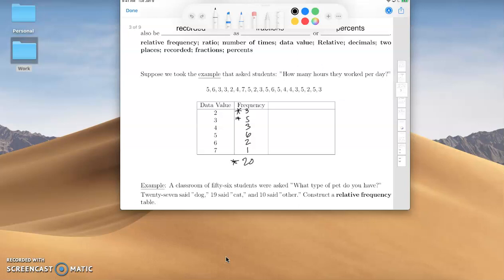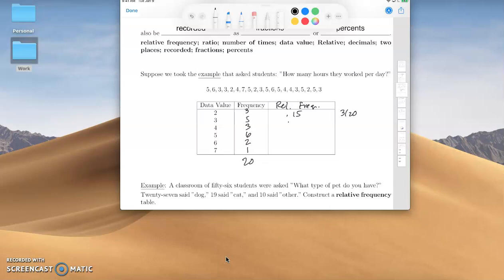So let's go ahead and erase that so it's not too confusing. And let's go ahead and take a look. So for the first one, for 2, we're going to say 3 divided, I'm just writing it on the side so you guys know what I'm doing. 3 divided by 20. And we're going to write it with 2 decimals, 0.15. And this is our relative frequency. All right, then we're going to do 5 divided by 20.